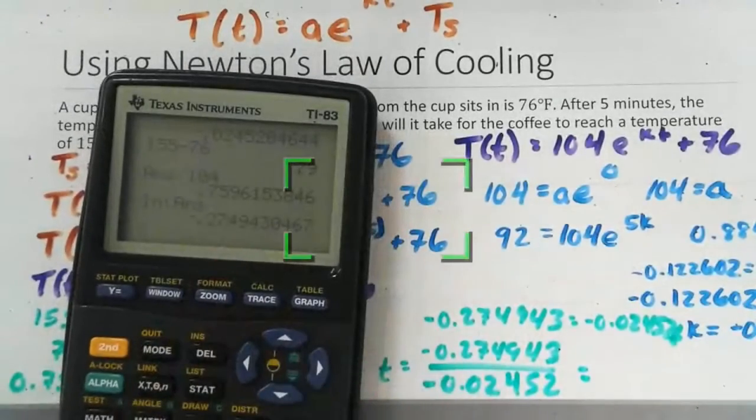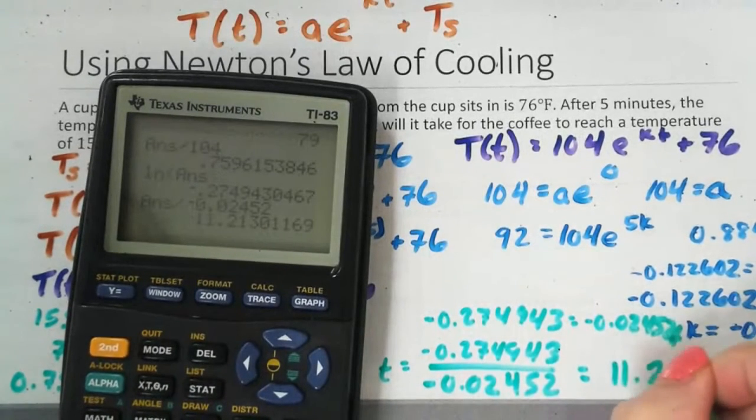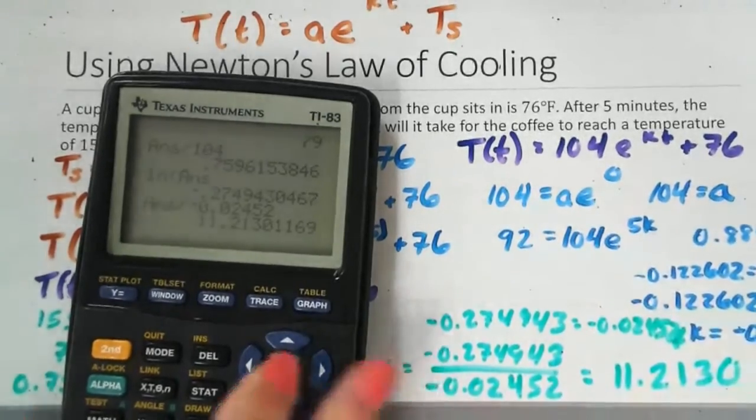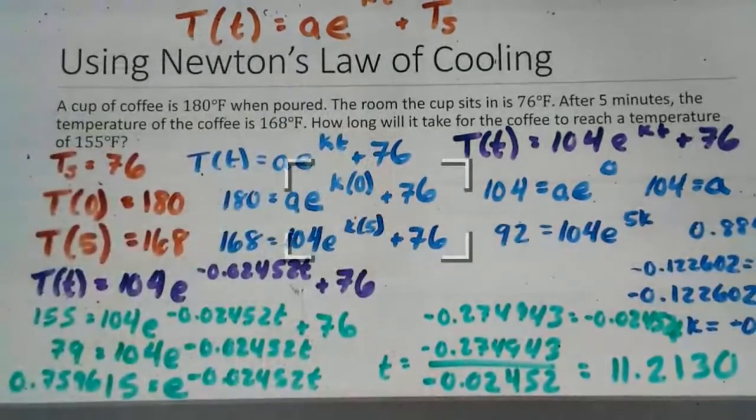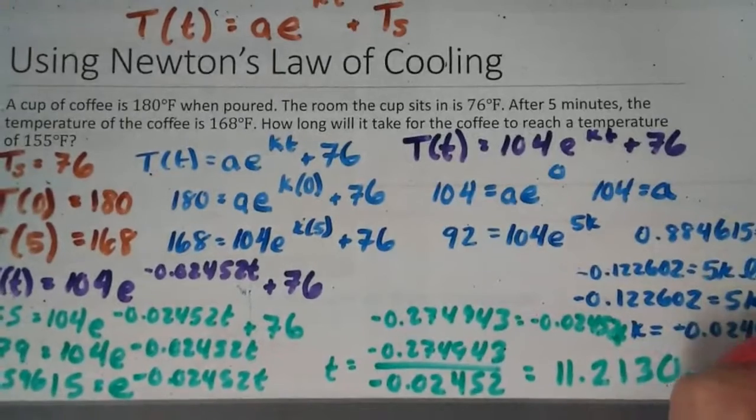I still have this one. In my calculator, I'll divide it by negative 0.02452, which is approximately 11.2130. So it's going to take about 11.2 minutes, because that's what we were measuring time in, for this coffee to cool.